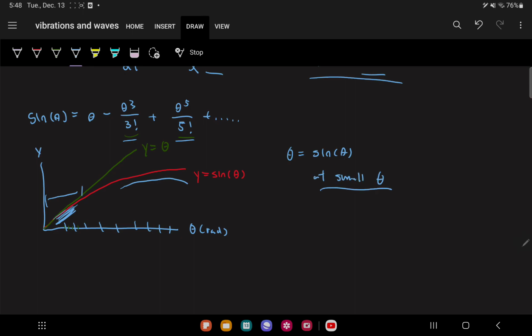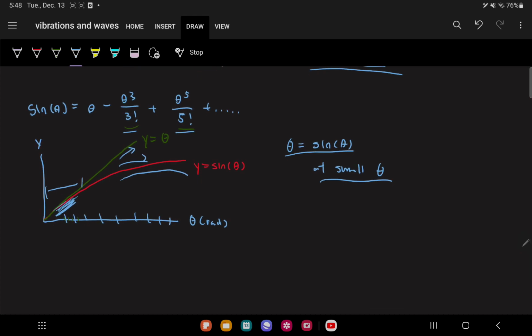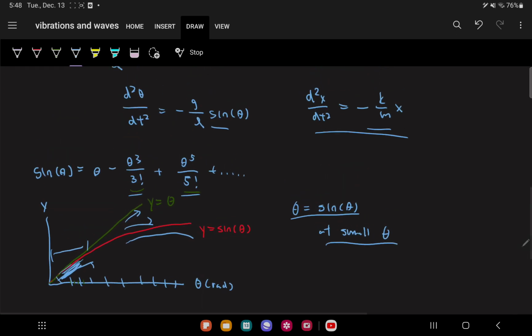Okay, this is only a condition. So this is only an approximation for small theta, because as theta gets bigger, these two curves are not identical anymore. So it only works if theta is small. But that's okay, because for a pendulum, as long as you don't stretch the pendulum or release it at a really high angle, it should be fine, right? So the important takeaway here is that for small theta, theta and sine theta are actually identical.